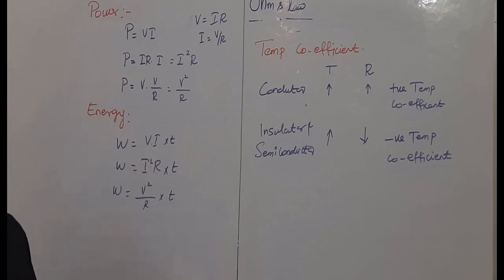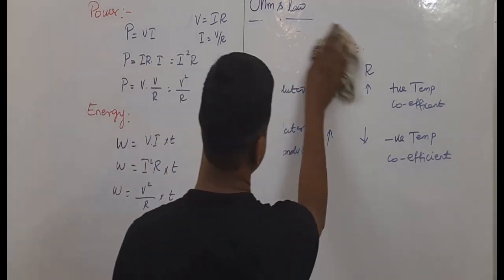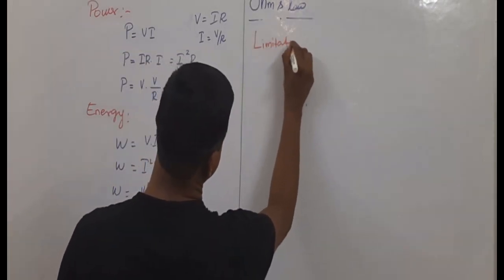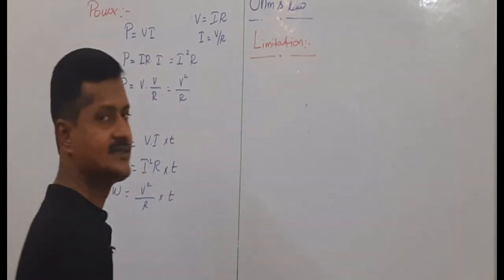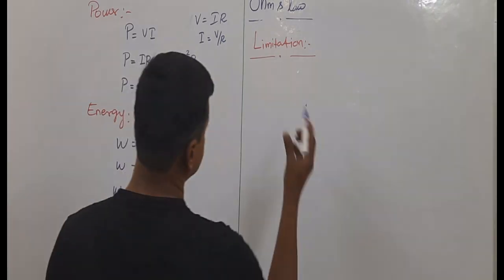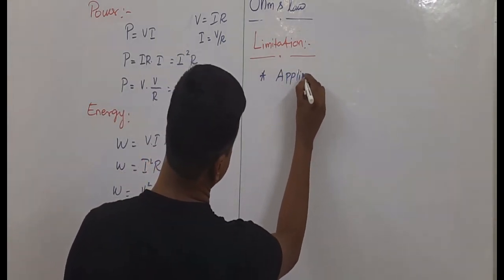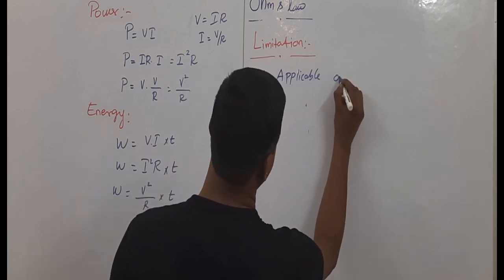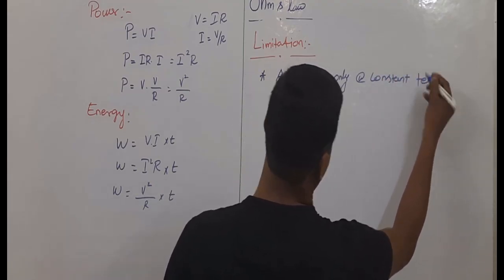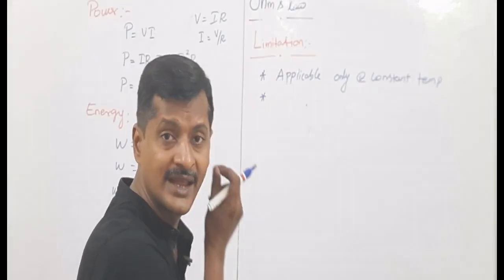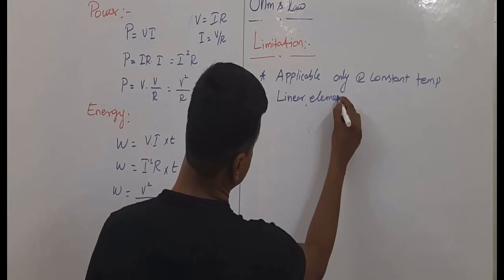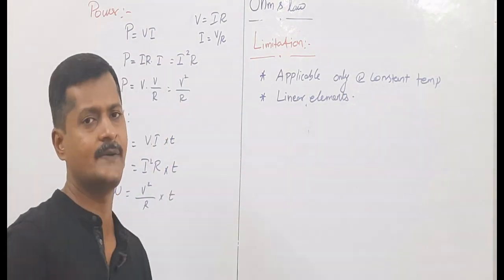So next we are going to discuss the limitations and applications of Ohm's law. The limitation is that it is applicable only at constant temperature, and one more thing, it is applicable only to linear elements. A resistor is a linear element.